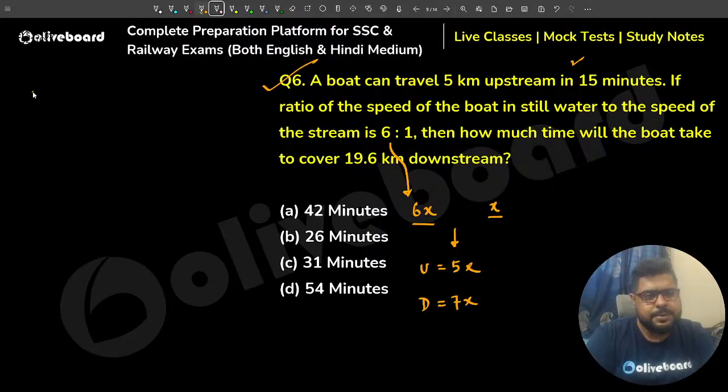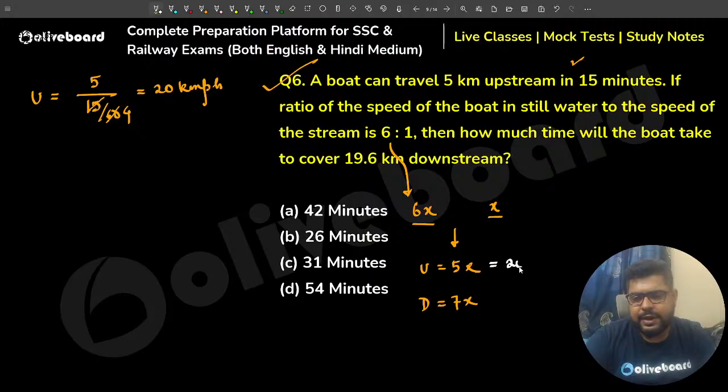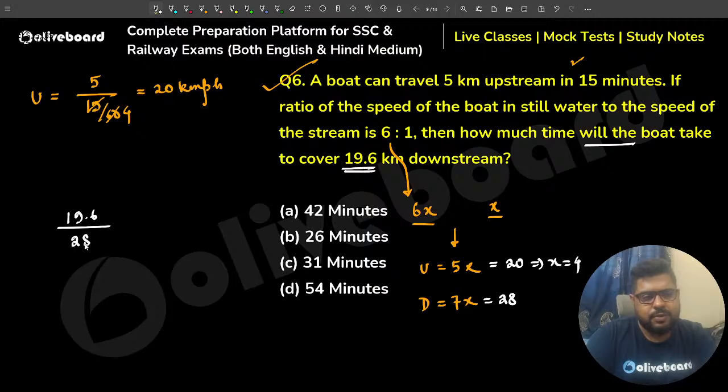Now, sir, upstream speed is also given to you: 5 kilometers in 15 minutes, meaning 15 by 60 hours. So this is 20 kilometers per hour. So the 5x value is 20, so x is 4, sir. So downstream speed will be 28. They are asking how much time the boat will take to cover this much downstream. Sir, you do distance by speed.